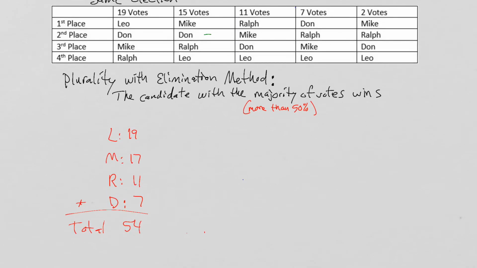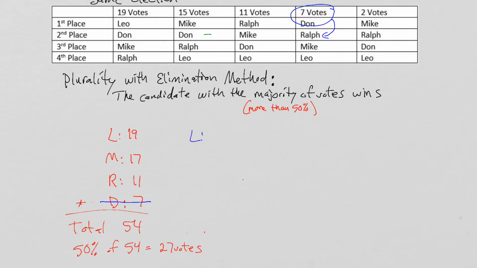And we know that 50% of 54 votes is going to be 27 votes. So we need someone to get more than 27 votes to be declared the winner, which means we're going to have to eliminate, and since no one achieved that, we need to eliminate the last place, which is Don in this case. So Don's first place votes are going to go to the next in line, which is Ralph. So Ralph is going to get 7 more votes.